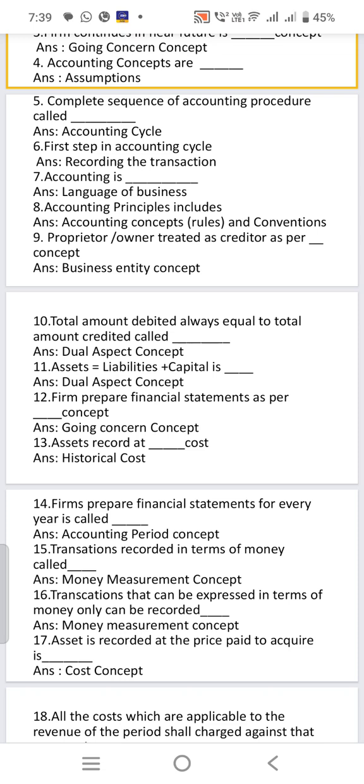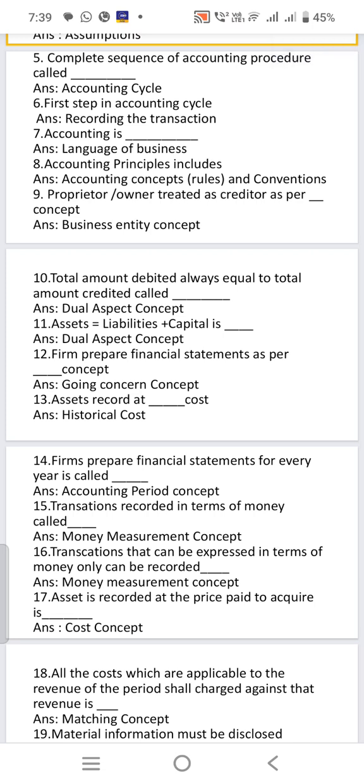The next question: there is an accounting equation. What is that accounting equation? Assets is equal to liabilities plus capital. What is this? This is called the dual aspect concept. Assets is equal to liabilities plus capital is called the dual aspect concept.